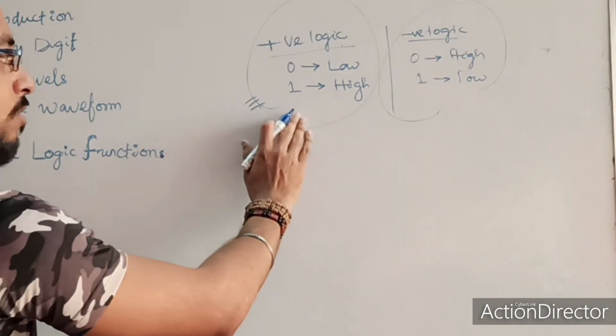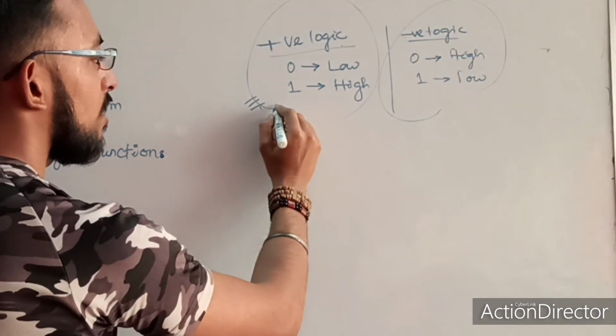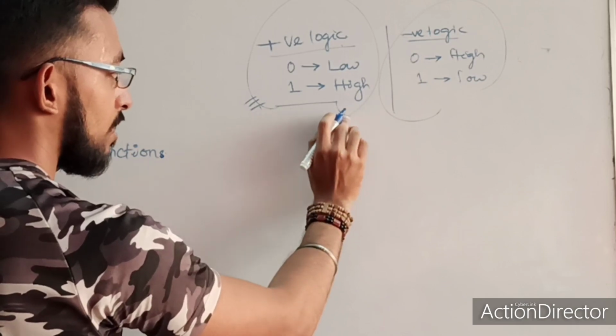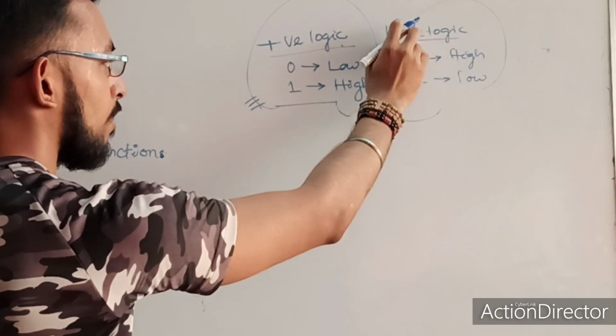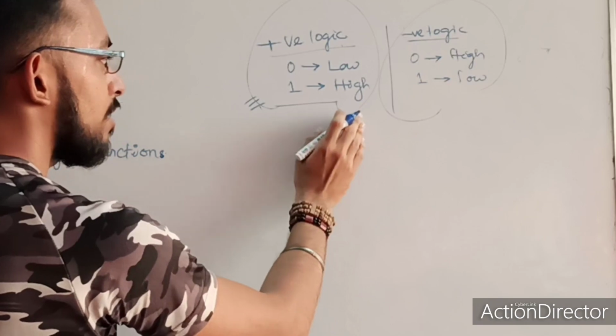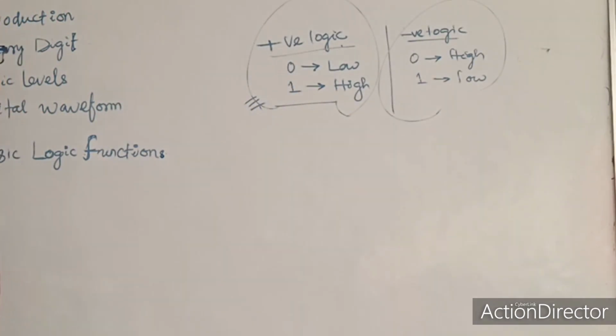But in the general case, we always use positive logic. If the question specifically says to use negative logic, then only we can use negative. Otherwise, everywhere we are going to use positive logic. So what do you mean by this logic level?